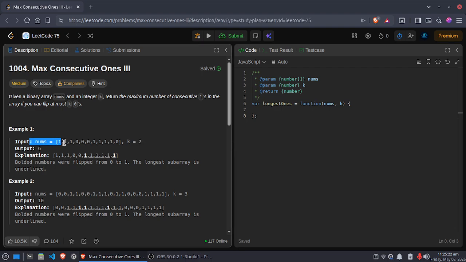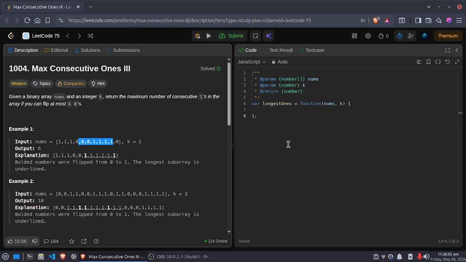So let's see the problem example. Here I have nums 1 1 1 0 0 0 1 1 1 1 0 and k is equal to 2. Here output is 6. Why 6? Because we can flip 2 zeros into ones, because k is equal to 2. We can make the longest consecutive ones: 2 zeros convert into 1 and the 4 ones are already present, which gives us 6 consecutive ones. As a result we have to give the maximum number of consecutive ones, that is 6 here.